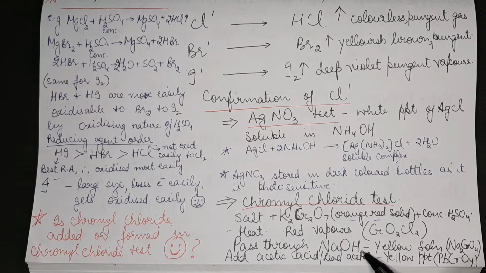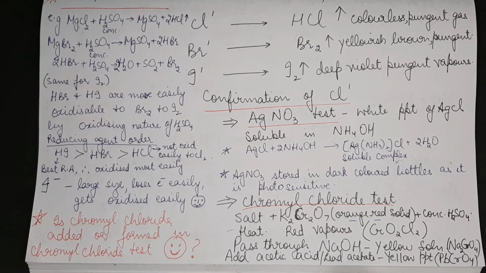Pass through sodium hydroxide, you get a yellow solution of sodium chromate, and then add acetic acid or lead acetate, you get a yellow precipitate due to lead chromate, right?